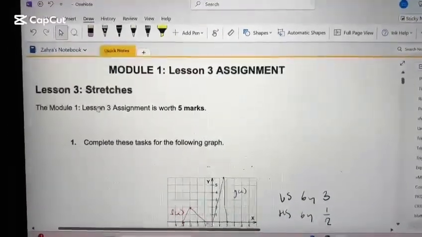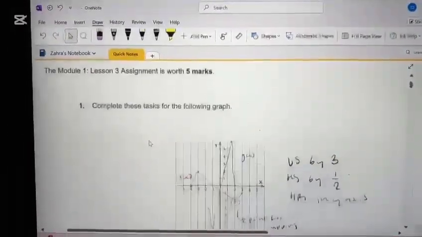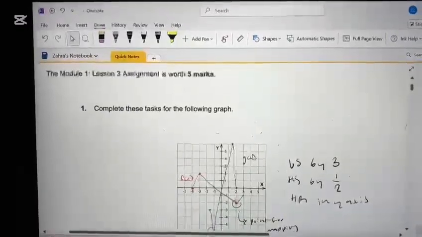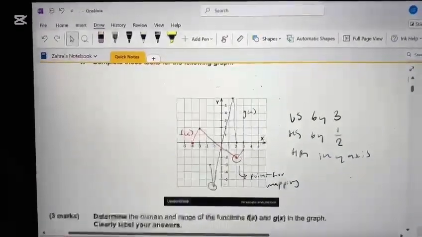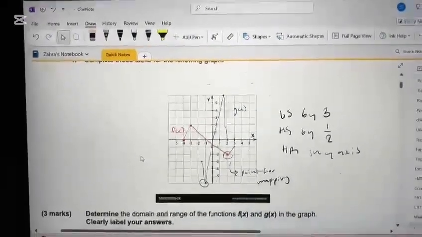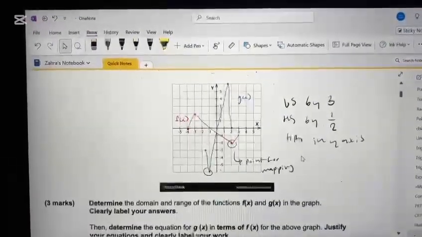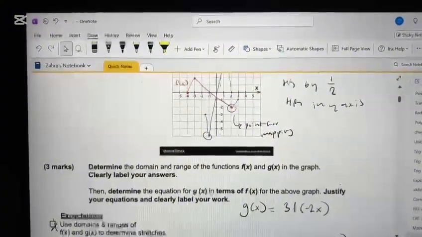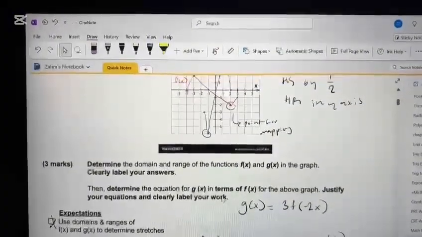Module 1, Lesson 3, Assignment, Lesson 3 Stretches. 1. Complete these tasks for the following graph. So I made this graph and I applied my own transformations to it. So it says determine the equation for g of x in terms of f of x.